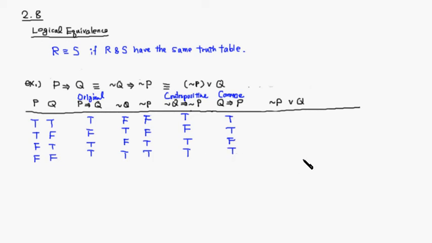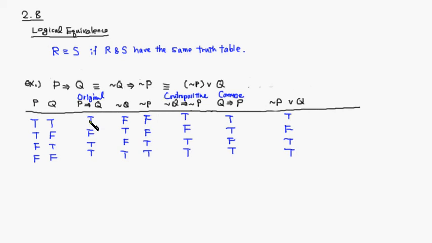All right. Also, let's look at not P or Q. Not P is false, then Q is true, so that's true. Not P is false and Q is false, so it's false. Not P is true and Q is true, so that's true. And not P is true, Q is false, so it's true.